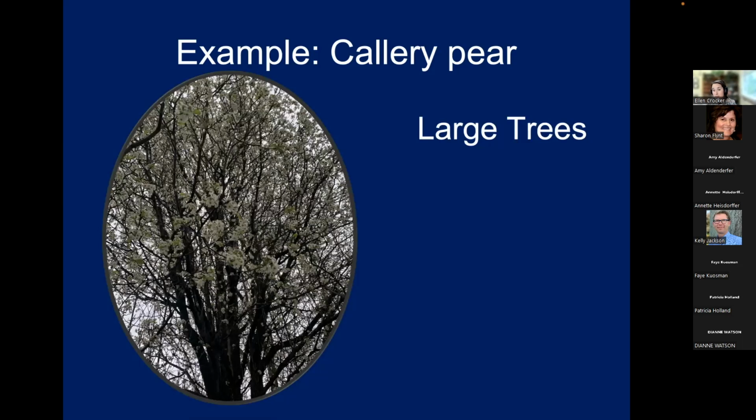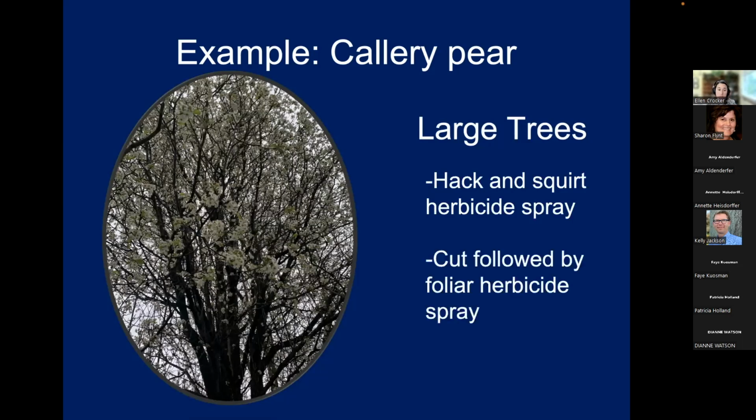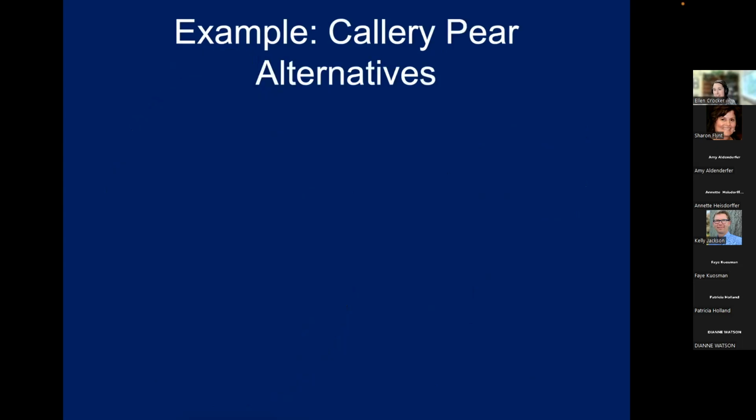Now, once you get into those larger trees, however, there's a whole different suite of management approaches you might consider, like that hack and squirt spray I mentioned before. You could cut it down followed by a foliar herbicide spray. You could treat the cut stump with herbicide. If you were to just cut it, however, you might wind up with a lot of sprouts coming back. So that's something to be aware of and to expect. If you expect that, you can deal with it and manage it better than if you're taken by surprise. So let's talk about some alternatives that are out there.